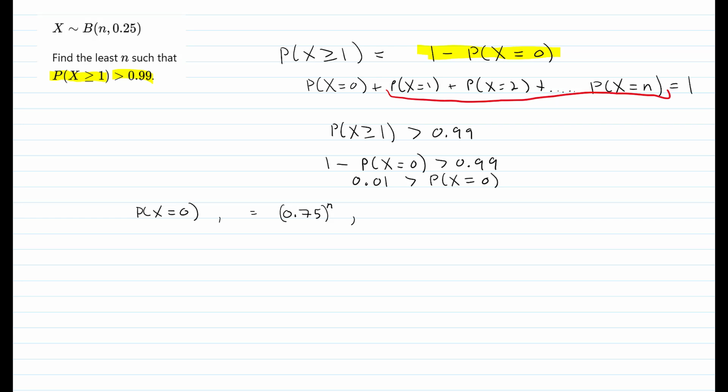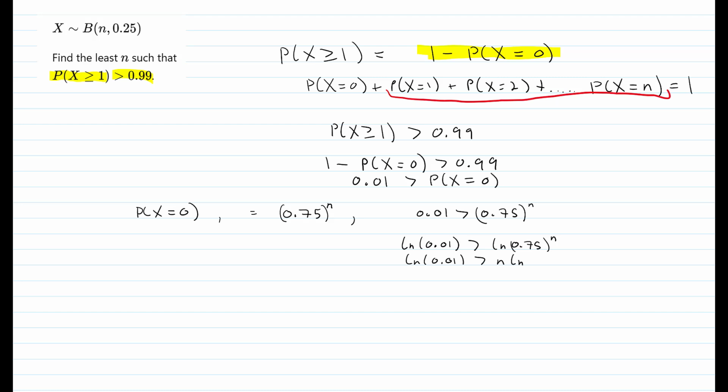Okay, so now we can rewrite this as 0.01 must be greater than 0.75 to the power of n. So now I'll just take logs of both sides. You can take log of any base. It's going to work as long as it's the same base on both sides, obviously. I'll just take the natural log. So I've got the natural log of 0.01 is greater than the natural log of 0.75 to the power of n. And just using the rules of logs, I can bring that n down the front.